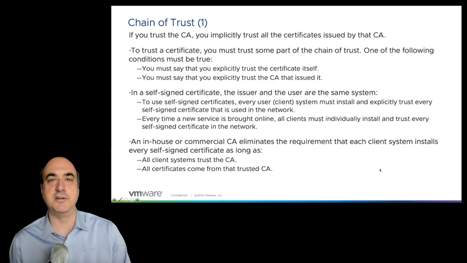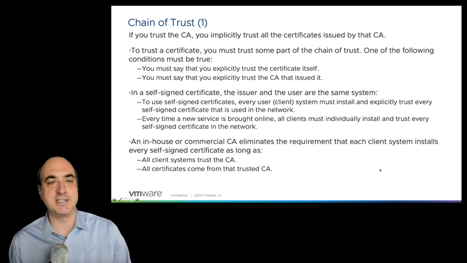So I mentioned this thing called the chain of trust, right? To trust a certificate, you must trust some part of the chain of trust. There are some conditions that must be true. Basically, you need to explicitly trust the certificate itself, or you explicitly trust the CA that issued it. If you have a self-signed certificate, the issuer of the certificate and the user are the same system. Basically, the VMCA signing its own certificates is generally referred to as a self-signed certificate.